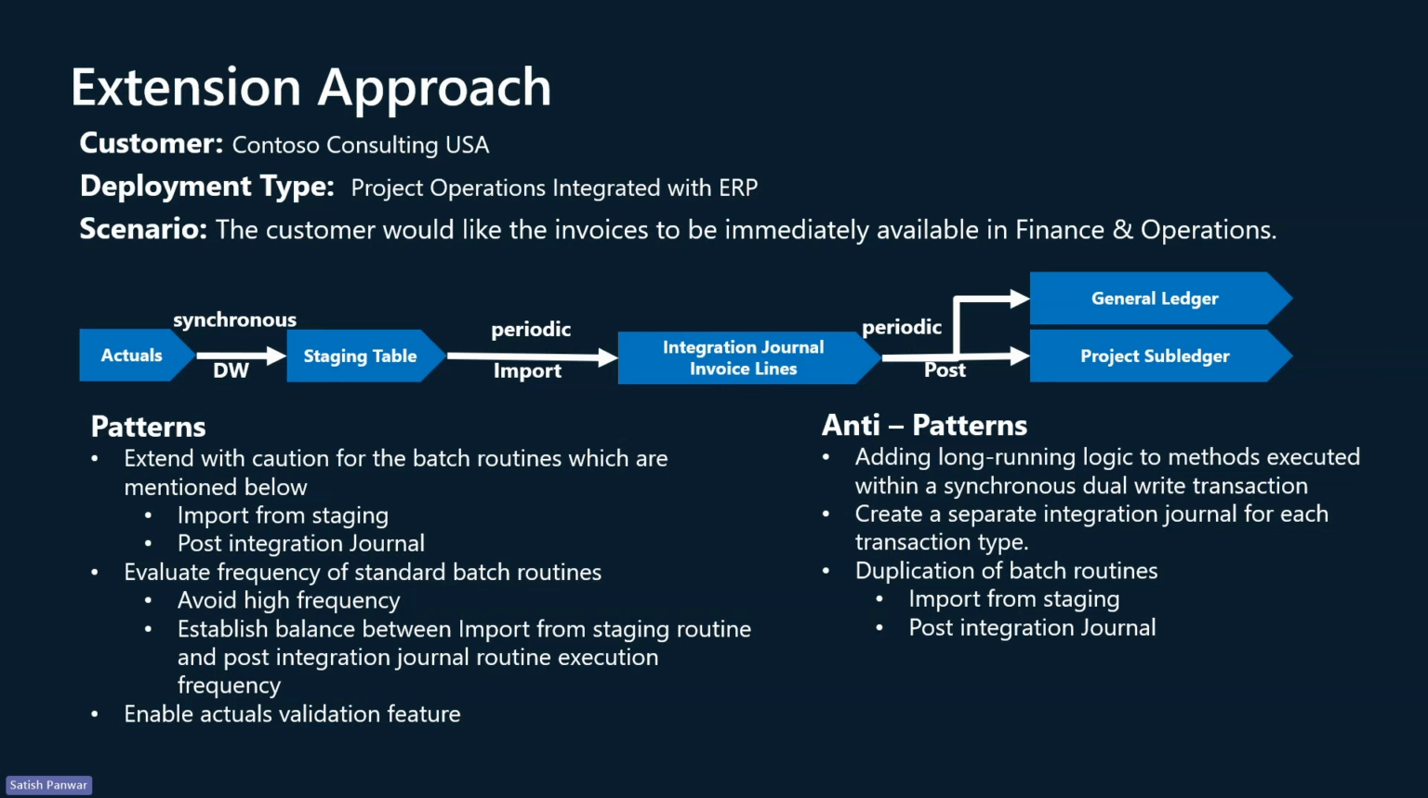A new parameter for limiting the number of lines per integration journal has been introduced, so use that feature. We have recently released the actuals validation feature. Please turn on these features to validate the actuals in finance and operations before they are processed by batch routines. We release a lot of features, so it's important to review the release notes on a regular basis to determine what features have been released and how they can be leveraged.